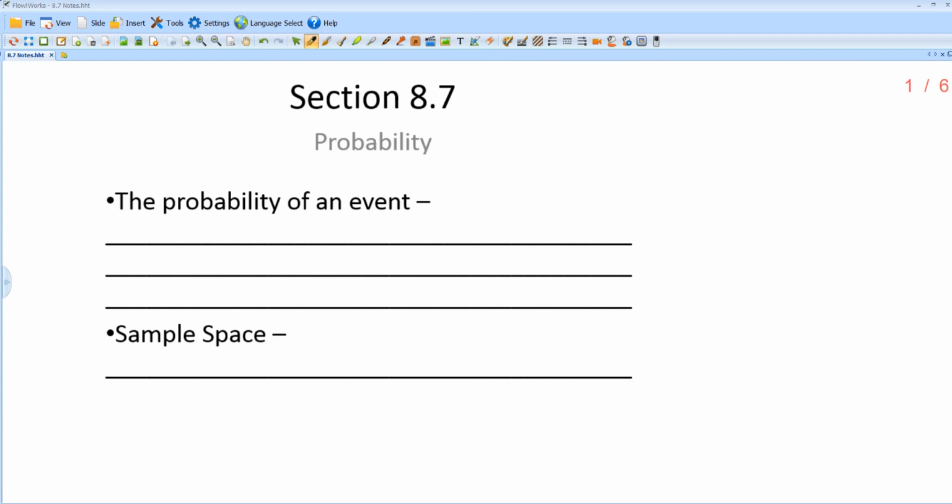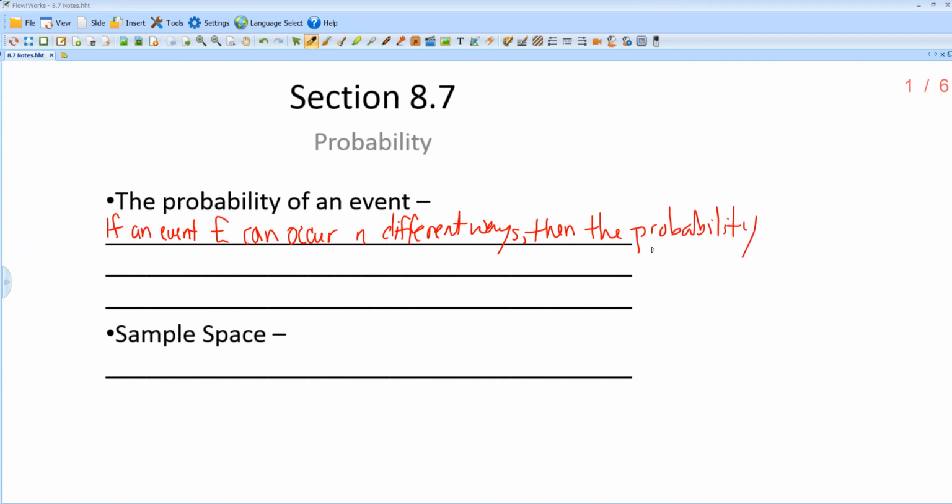So just talking about the probability of an event in general, the way that we define that is: if an event E can occur n different ways, then the probability of a specific event E is the ratio of ways the specified outcome can occur.